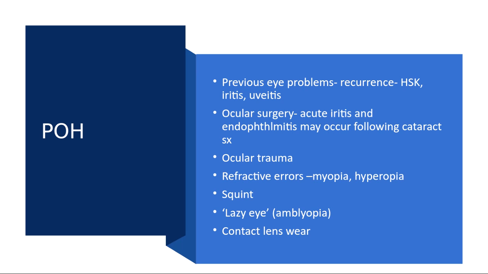Have you had a past history of ocular trauma? Do you have any refractive errors? Do you have a squint? Did you have a squint or a lazy eye? Are you a contact lens wearer? Those are all important questions to ask in the past ophthalmic history.